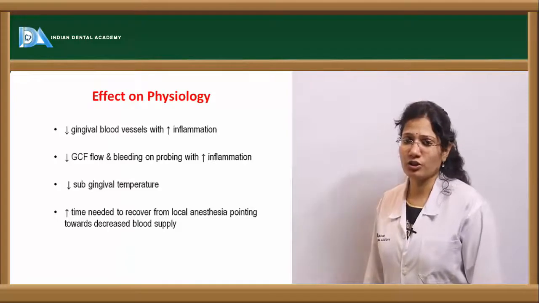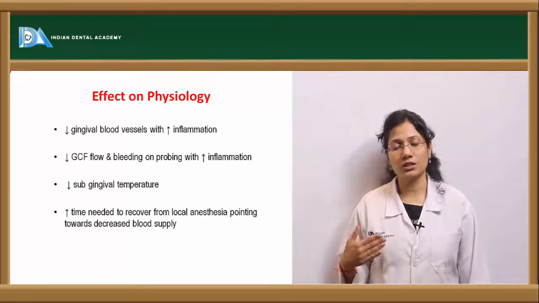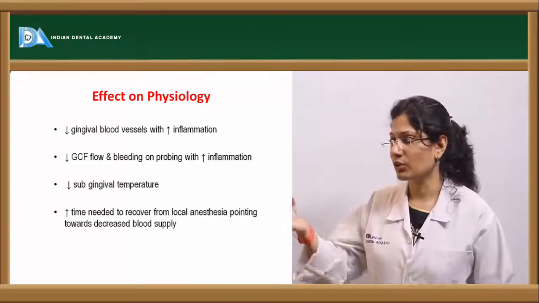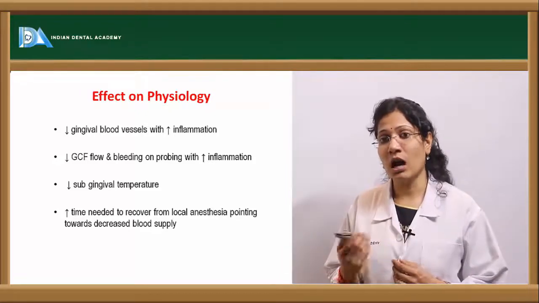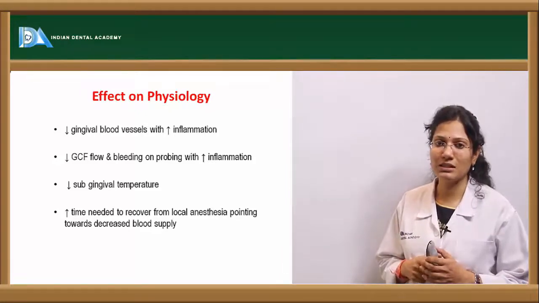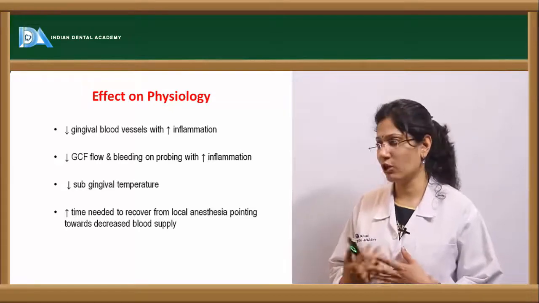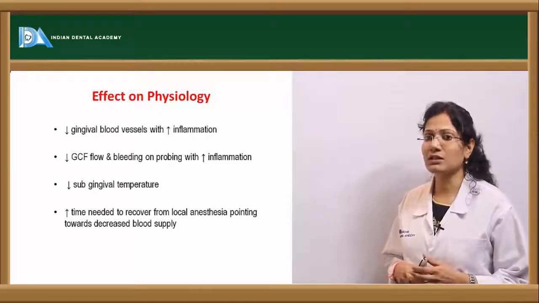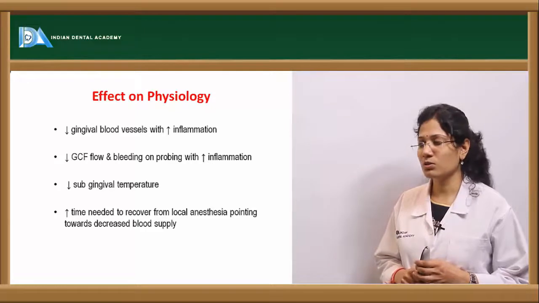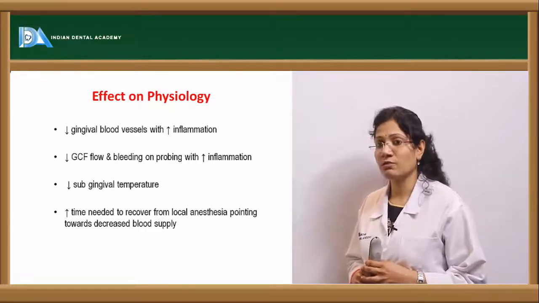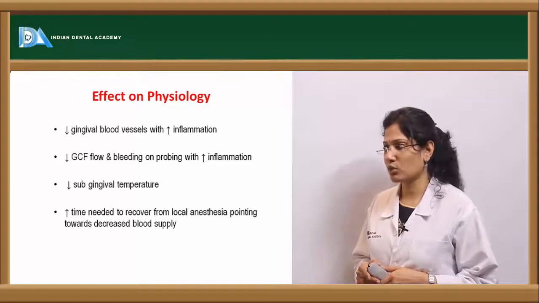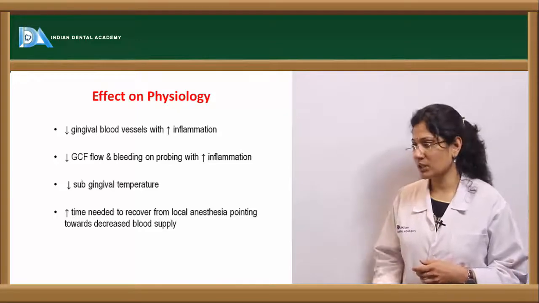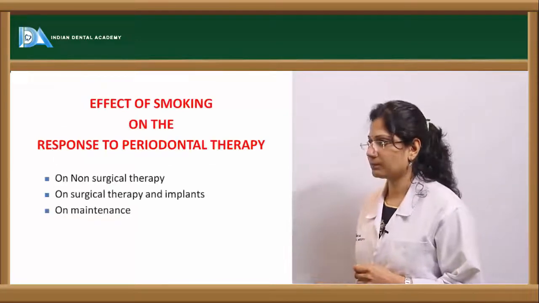What is the effect on physiology? As the inflammation is increasing because of the plaque, smoking will decrease the signs of inflammation. One important way it masks is that it decreases the gingival blood vessels, therefore leading to a masking effect on bleeding on probing and other clinical signs and symptoms of inflammation. Apart from that, it decreases the GCF flow, and bleeding on probing is also decreased despite the increased rate of inflammation in smokers. There is a decrease in the subgingival temperature and an increased time needed to recover from local anesthesia, pointing towards the decreased blood supply.